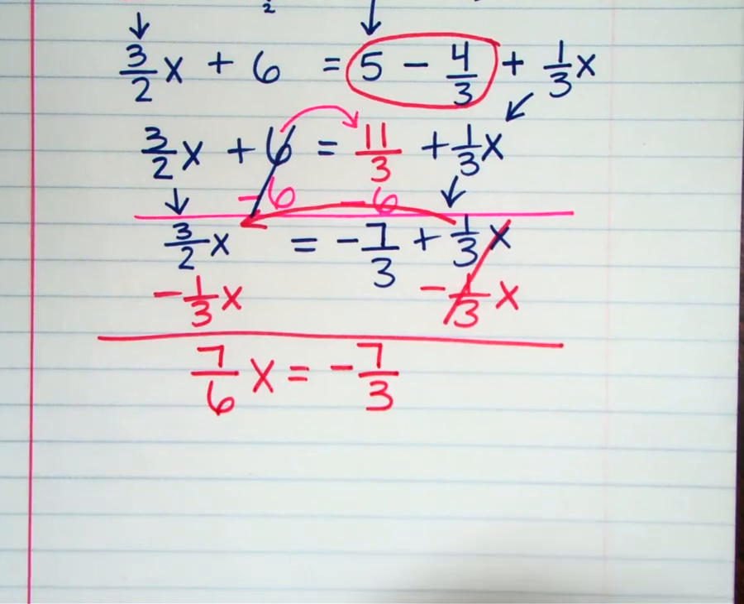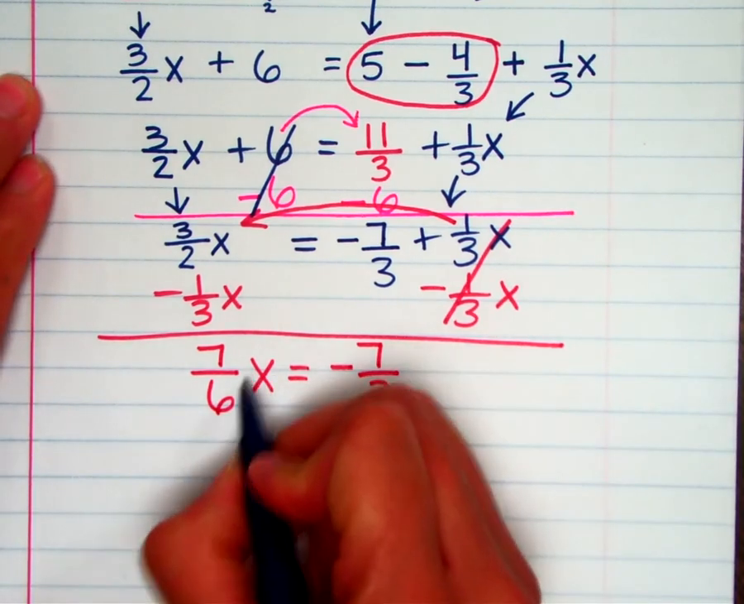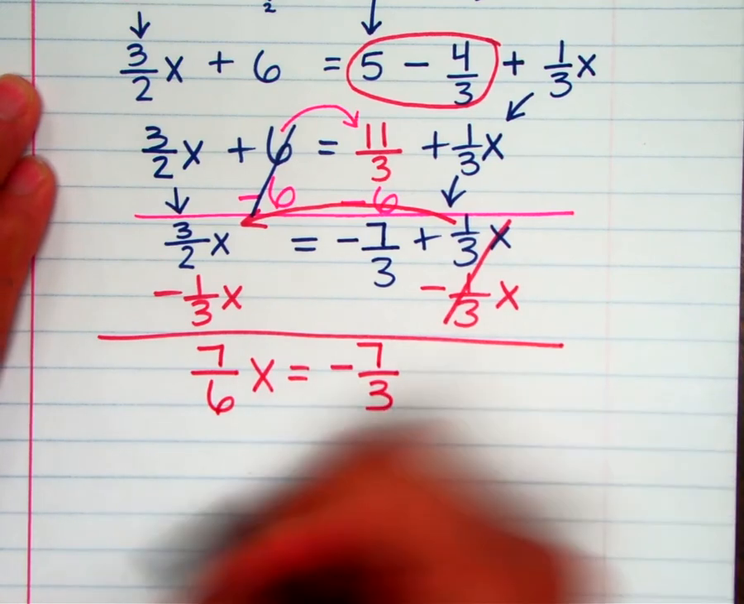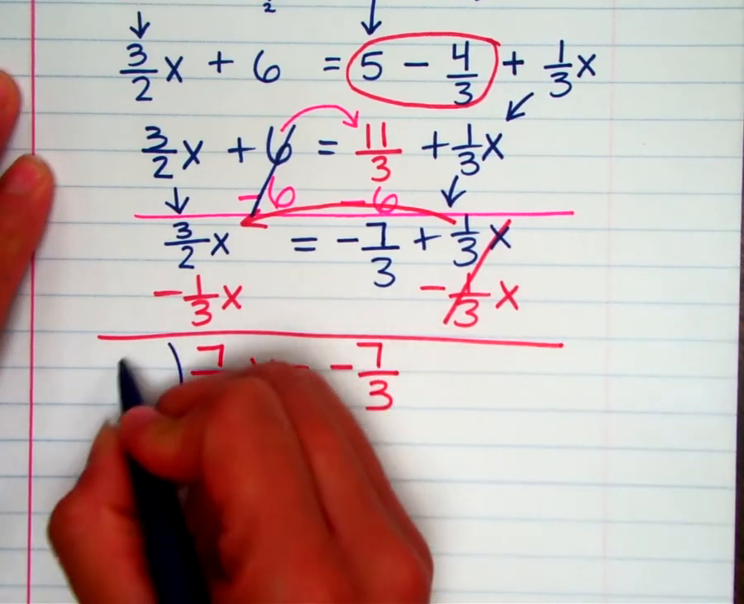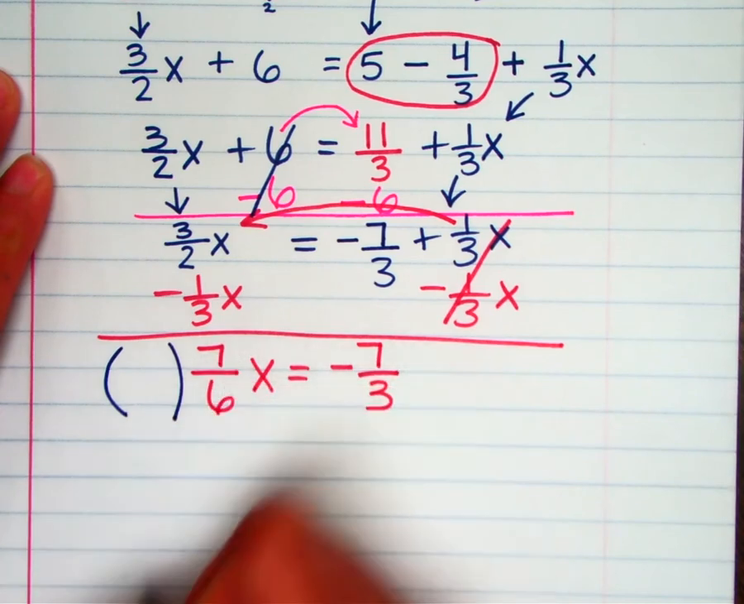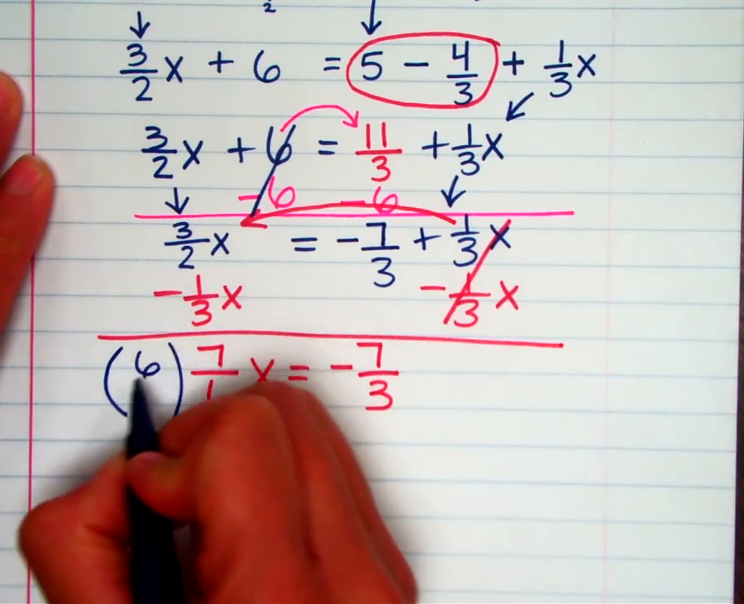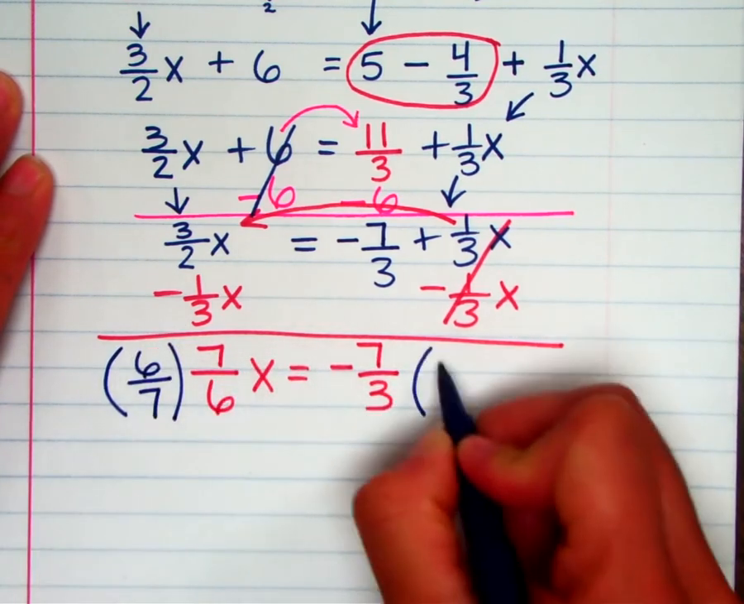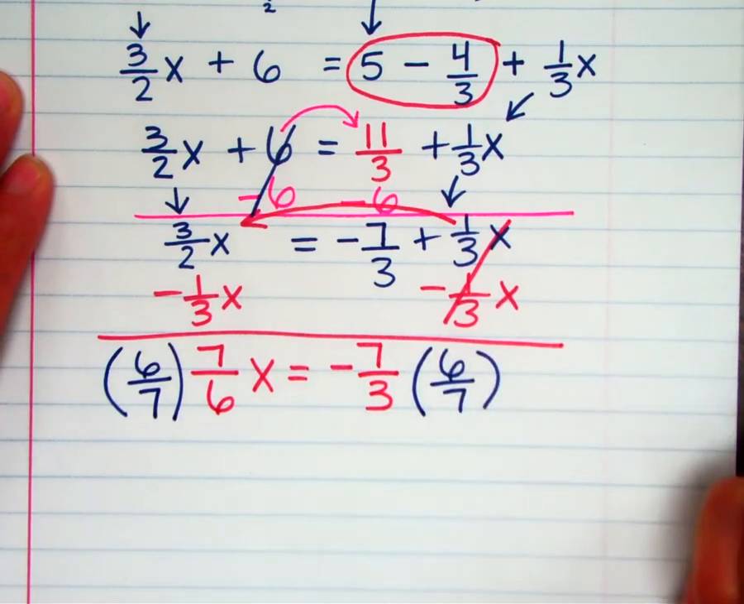And that's what we talked about earlier today. In order to get rid of this fraction, we could divide by a fraction, but in the end, you're just going to multiply by the reciprocal. So reciprocal means you flip this. So multiply by 6/7. Whatever you do to one side, you must do to the other.